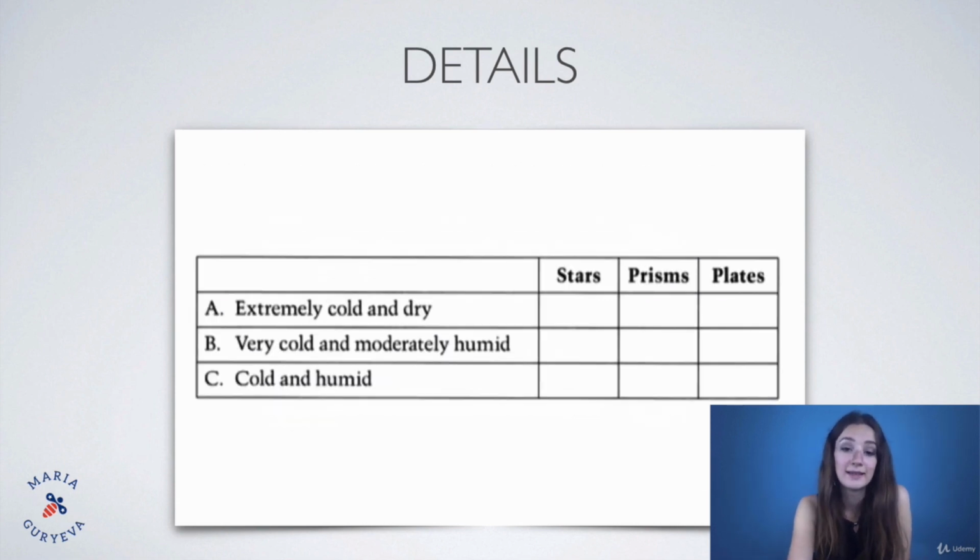Okay, sometimes it goes like this. We hear something about stars, prisms, and plates, and we have these different characteristics, and we need to match which characteristic goes where. So it goes like this: prisms A, plates B, stars C.